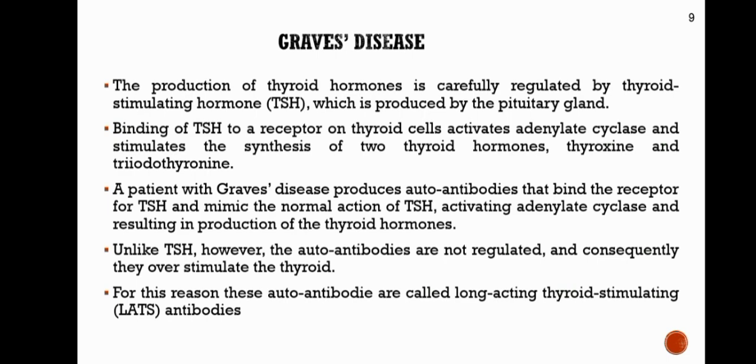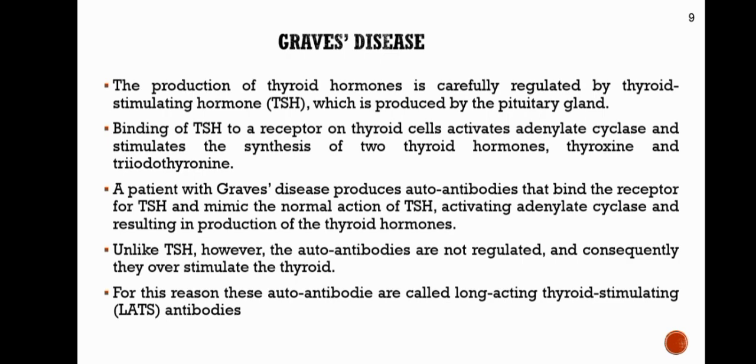Graves' disease. The production of thyroid hormone is carefully regulated by thyroid stimulating hormone, TSH, which is produced by the pituitary gland. Binding of TSH to a receptor on thyroid cells activates adenylyl cyclase and stimulates the synthesis of two thyroid hormones, thyroxine and triiodothyronine. A patient with Graves' disease produces autoantibodies that bind the receptor for TSH and mimic the normal action of TSH, activating adenylyl cyclase and resulting in production of the thyroid hormones.